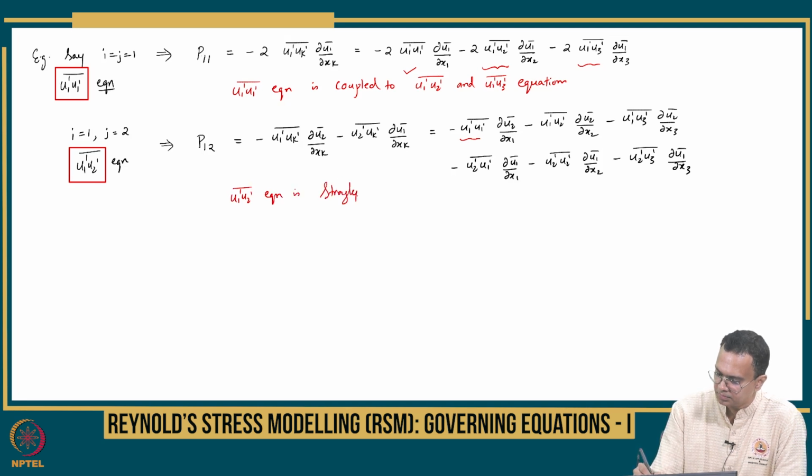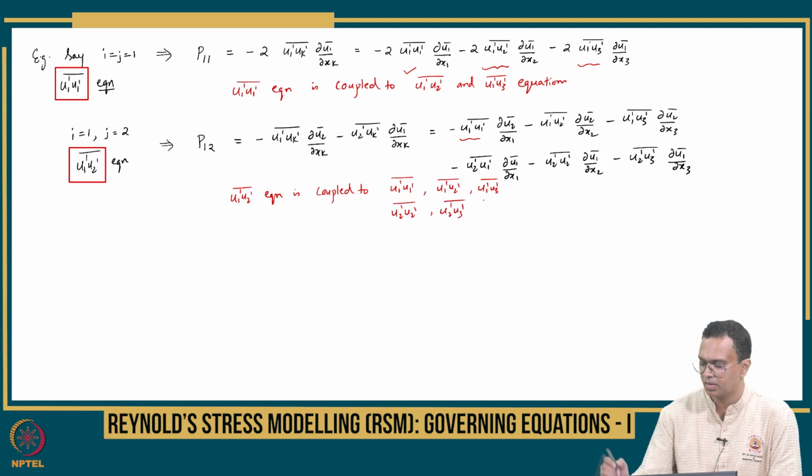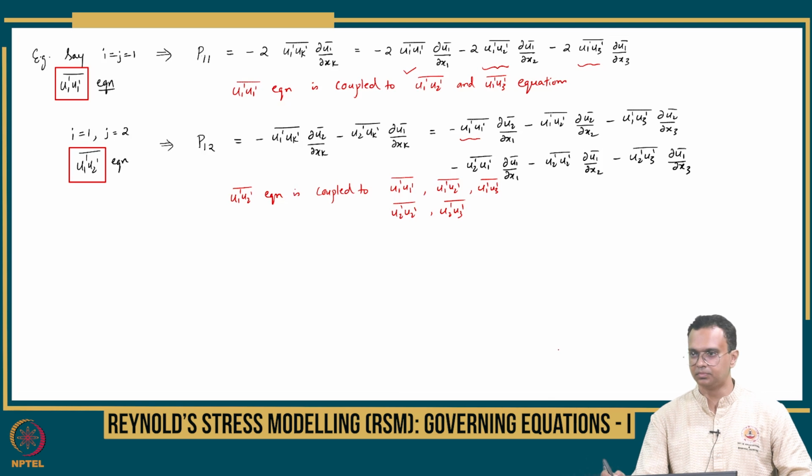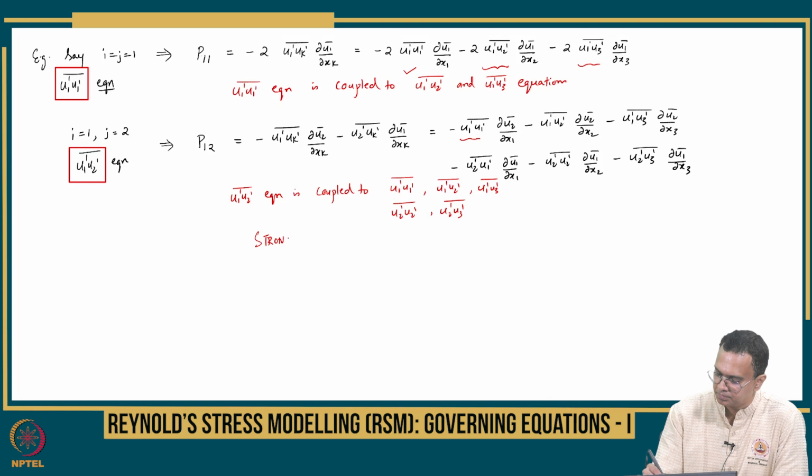is coupled to u1 prime u1 prime, u1 prime u2 prime, u1 prime u3 prime, and then u2 prime u2 prime and u2 prime u3 prime. 5 components. That's why I mentioned strong coupling. A strongly coupled system of equations.